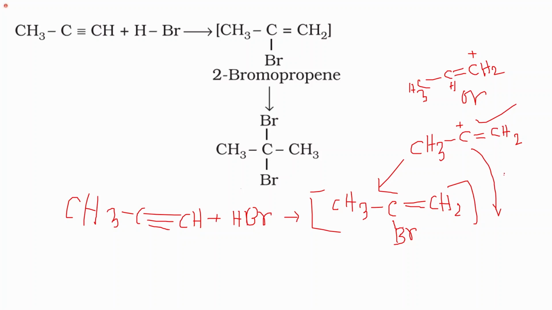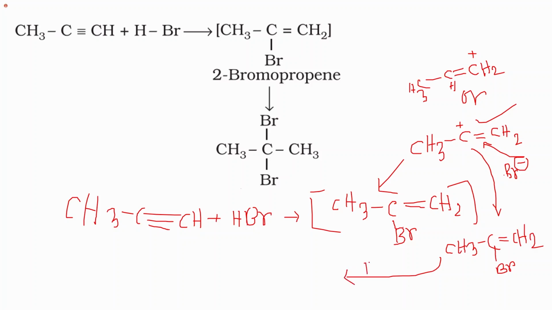Now you can see there is a secondary carbocation generated. What nucleophile do we have now? Br minus. This Br minus will go and add to this secondary carbocation. Now we are getting CH3, CBr, then double bond CH2.